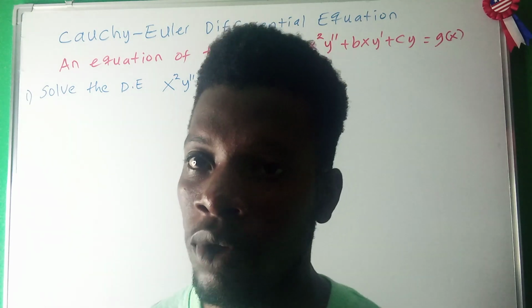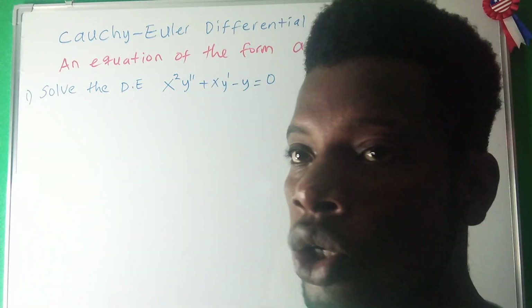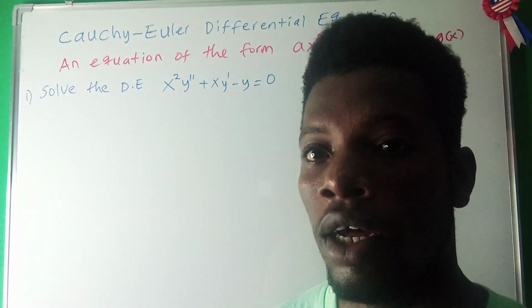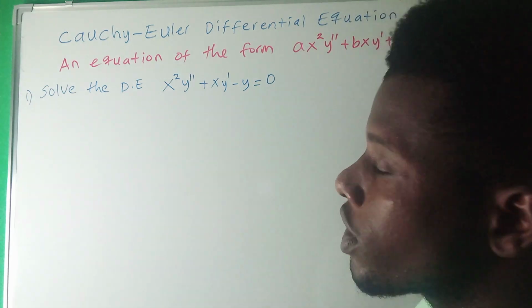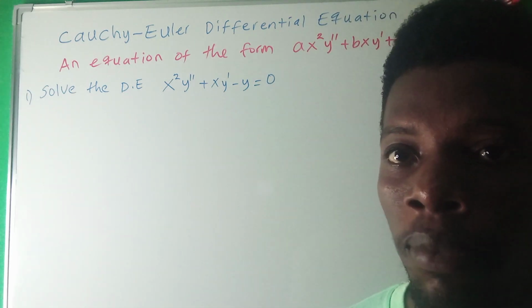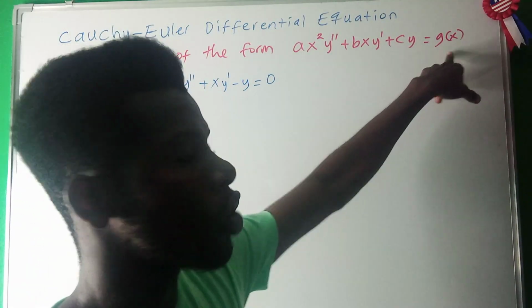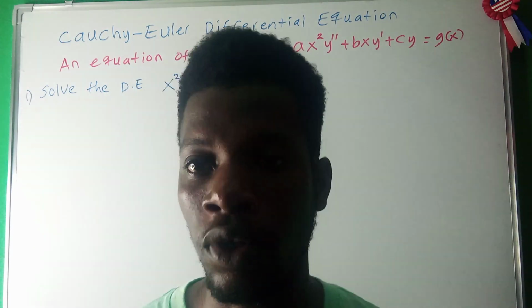My name is Clinton Piqui, and today we are going to be looking at how to solve the Cauchy-Euler differential equation. Now, on the board we have any equation of the form ax squared y prime prime plus bx y prime plus cy equal to some g of x. That equation is called a Cauchy-Euler differential equation.